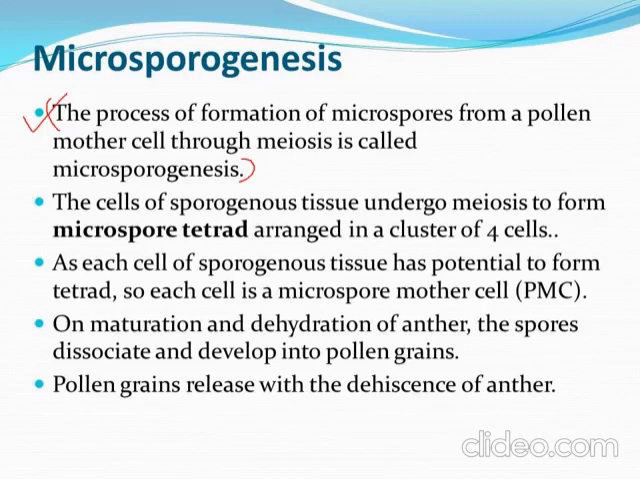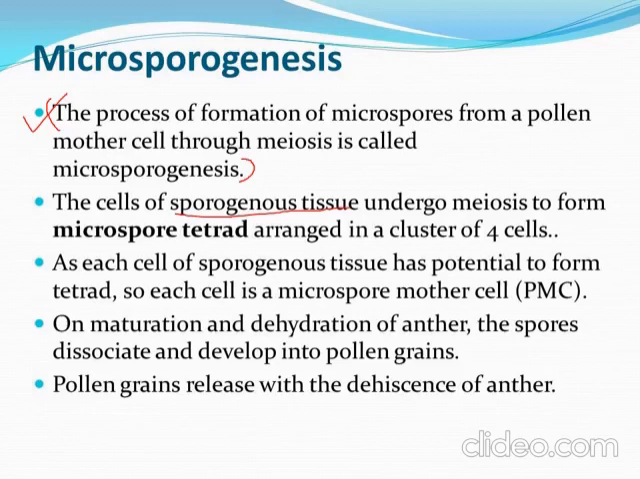The second point, the cells of the sporogenous tissues undergo meiosis to form microspore tetrad. I have told you there are cells inside the microsporangium, the cells which are present towards the center of the microsporangium are called the sporogenous tissues, and those sporogenous tissues have some kinds of cells. These are made up of a group of cells, that's why they are referred to as sporogenous tissues.